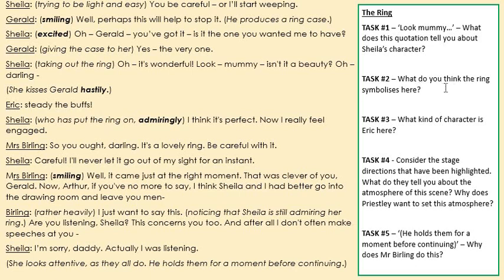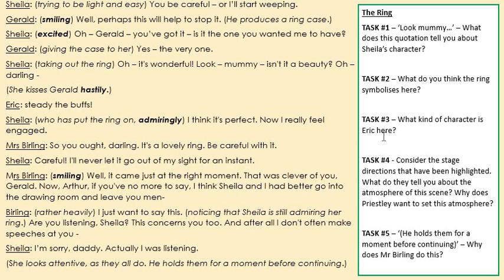For task 2, I've asked, what do you think the ring symbolises here? And Sheila and Gerald are obviously in a committed relationship, but she needs to have a ring in order to really feel engaged. So I suppose what that tells us is that the Burling family are very focused on material possessions. That's what's important to them. And I suppose that's what Priestley is trying to tell us is bad in society.